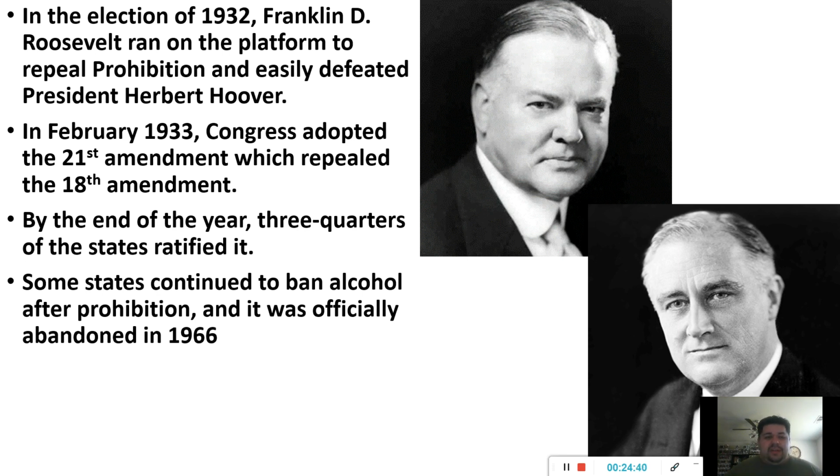And by the end of that year, again, like 11 months later, 3/4 of the states ratified it and it became official. But here's the thing, some states still held on to their right to say no to alcohol, and it wasn't truly officially abandoned prohibition until 1966. That's the last year that a state said, okay, alcohol's illegal, and then in 1966 they said, okay, fine, it's legal here.